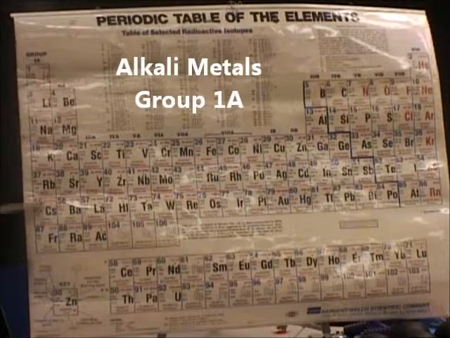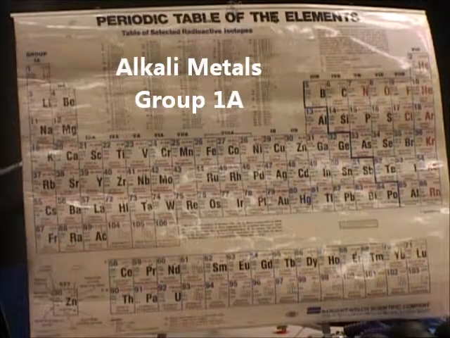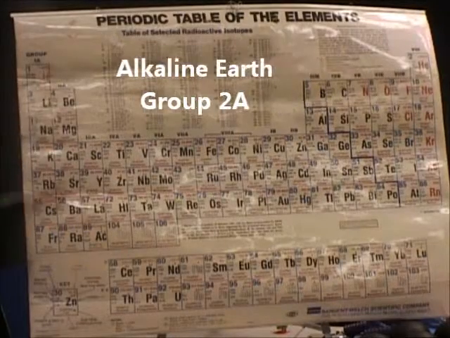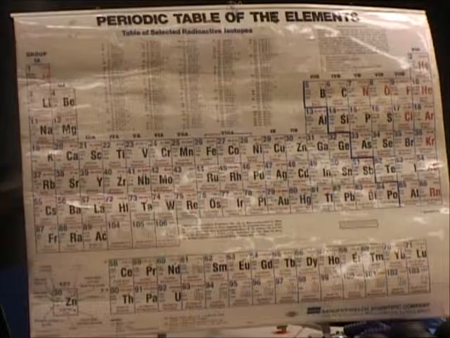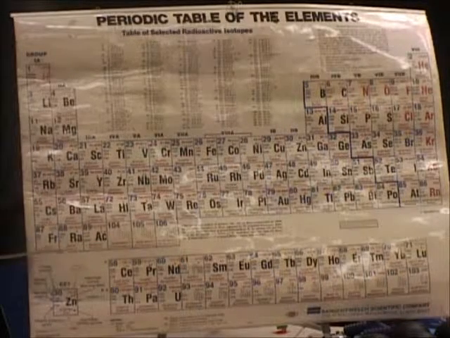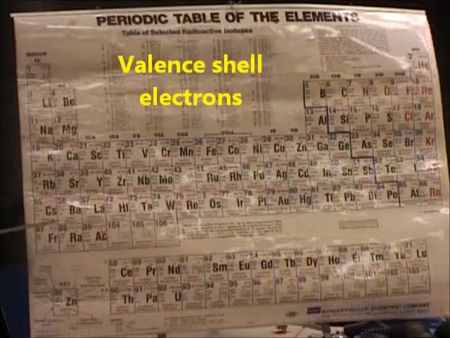All right, so alkali metal group, group 1A, alkaline earth group, group 2A. One electron in the valence shell, two electrons in the valence shell. We'll be talking about the valence shell and so on shortly.